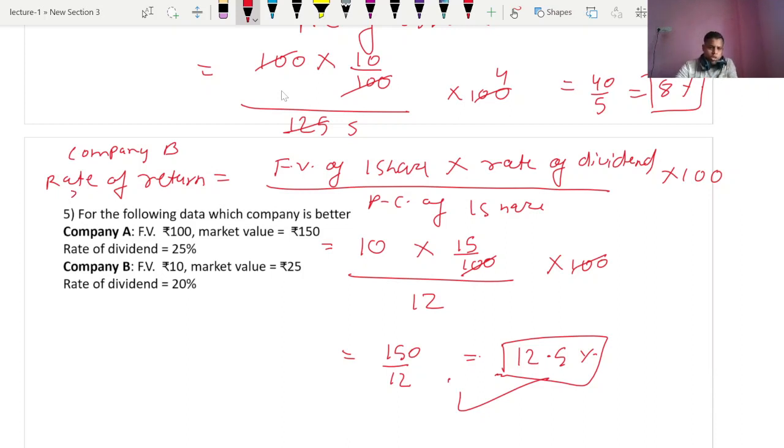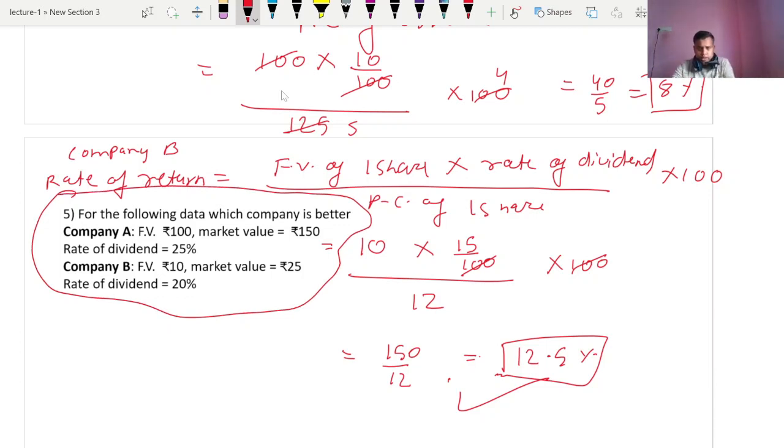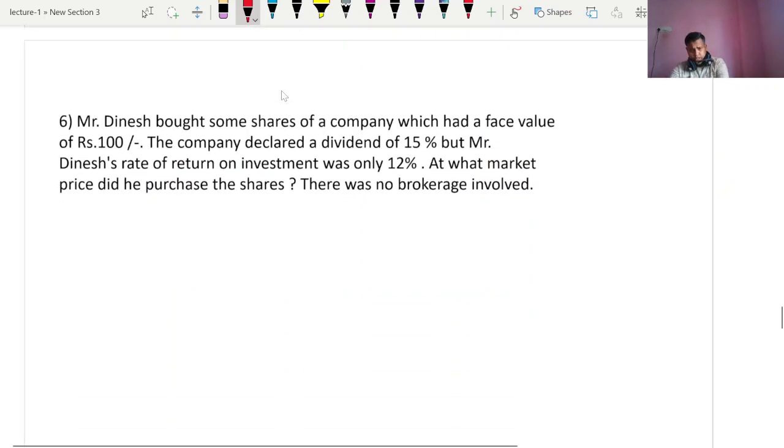Okay, so this question is the same as the previous question. This is homework for you. Please solve this if you want to learn something. And the remaining questions we will do in the next lecture.